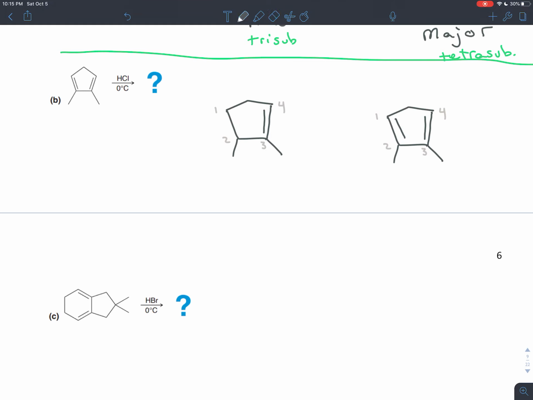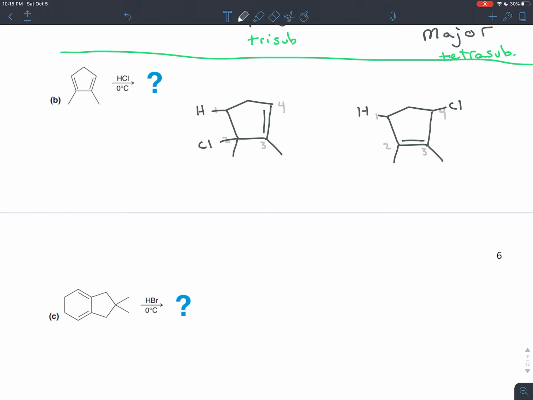For the 1,2 product, hydrogen always goes on carbon number 1, and the chlorine will go on carbon number 2. For the 1,4 product, hydrogen always goes on carbon number 1, and the chlorine will go on carbon number 4. The pi bond, remember to shift that, change it so that it goes between carbons 2 and 3. So those are your two products, the 1,2 product on the left, the 1,4 product on the right.